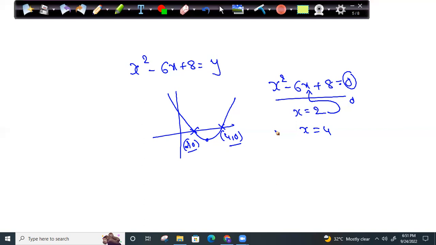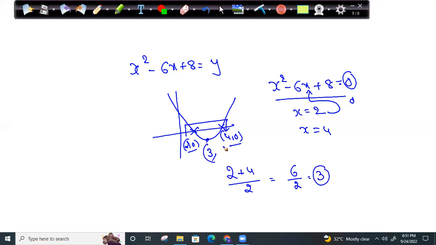So very good. What is the first thing that I need to do? I need to find the x-intercepts. Once I find the x-intercepts, I need to find the vertex. How to find the vertex? Find the midpoint of 2 and 4. What is the midpoint of 2 and 4? 2 plus 4 by 2, which is 6 by 2, which is 3. Yes, my wonderful 3 has come again here.